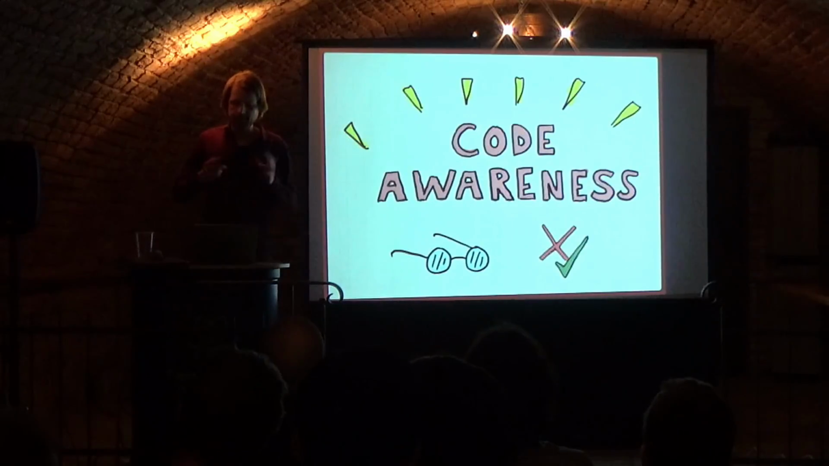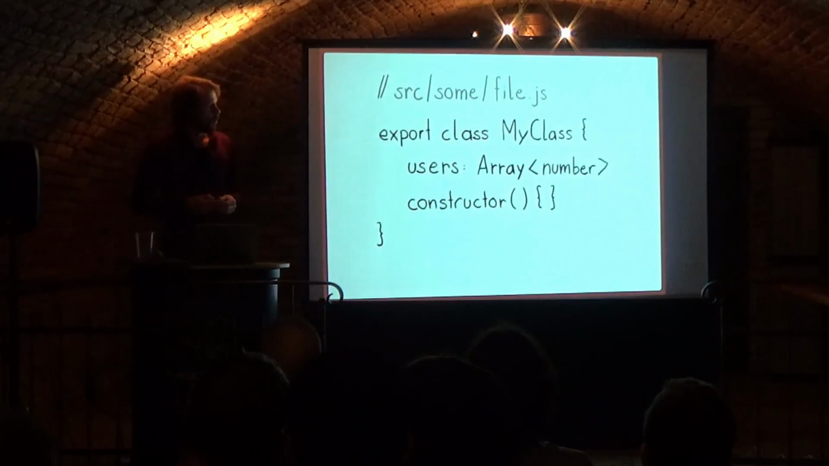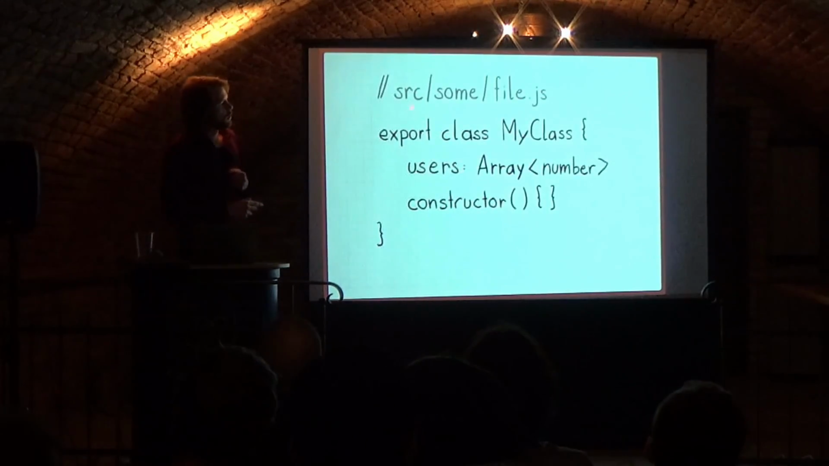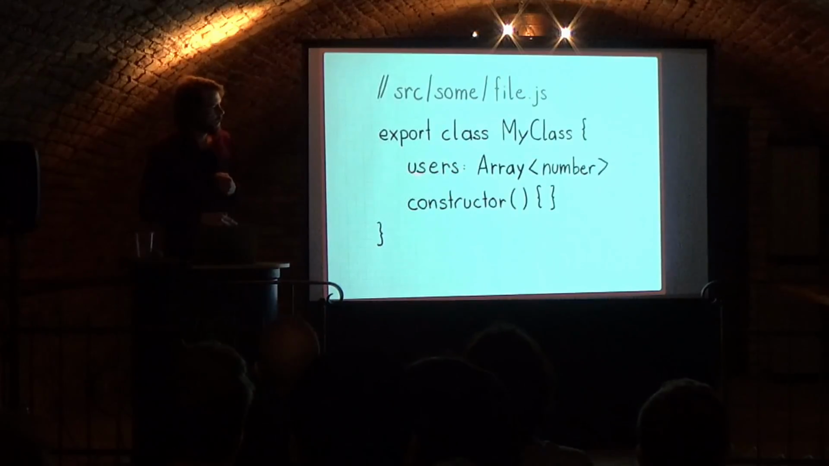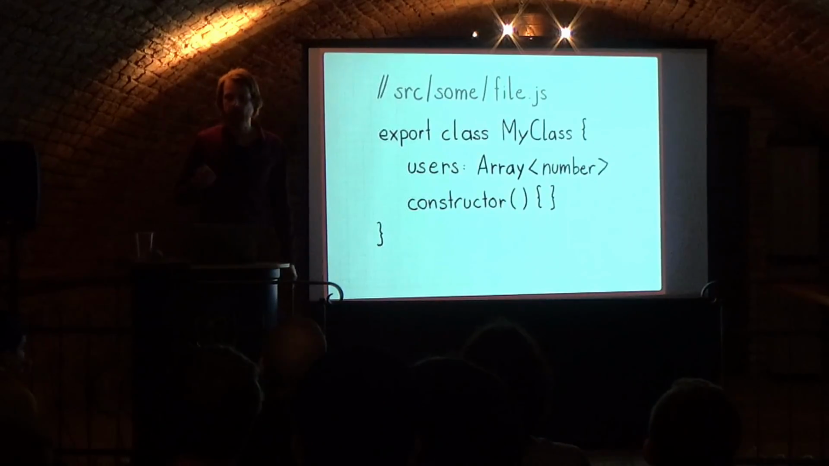And let's see another example. I will show you something else where Flow really does shine. We have a file, source some file.js, which exports my class. And it has an array of users, which is an array of numbers. So first of all, we can say, okay, users has to be some kind of IDs or something which are being handled in this class.